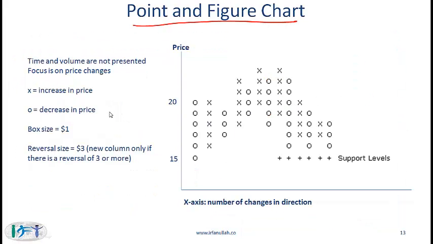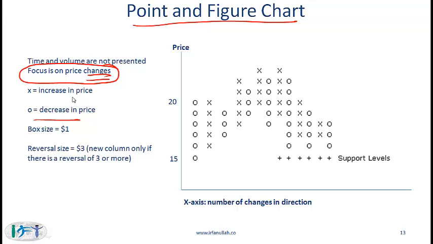Point and figure chart. In all the earlier charts, we focus on time on the x-axis, and we also often see volume data at the bottom. With point and figure chart, the time and volume data are not presented. The focus is on price changes, and let's understand how. Say you are evaluating a given stock and the initial price is 20. You are concerned with changes in price. So what we do is use 2 symbols here, the O and the X. The O indicates a decrease in price, the X indicates an increase in price.